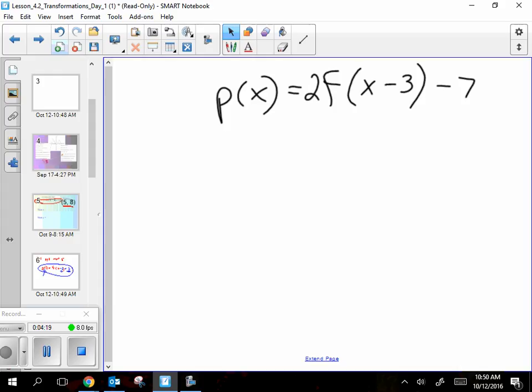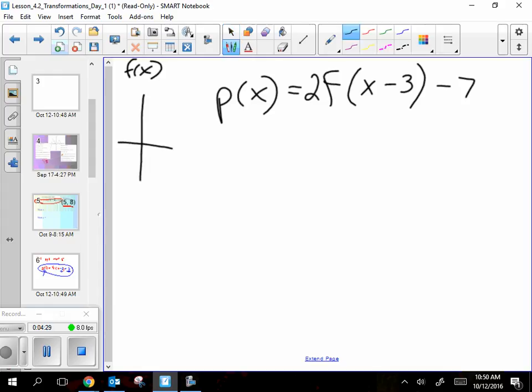So the question becomes, what if I had a point that was on my original function f of x? Let's say it's some parabola, and it's over here, and it had the point (-1, 3) on it. It was on my original function. It's this green dot right there.